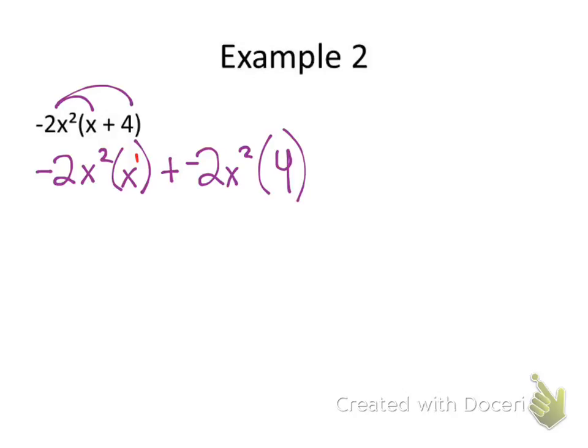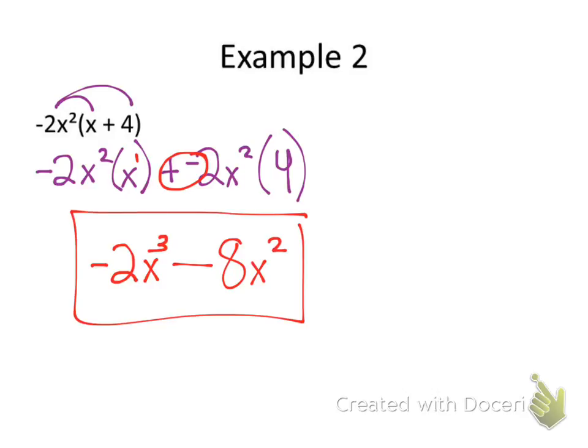Negative 2x to the third. Very good. Then right here we have plus a negative. What's plus a negative? That's a negative. Just a minus. Good. And what is negative 2x squared times 4? What's 2 times 4? 8x squared. The regular size numbers, when you're multiplying, you just multiply. So there is your answer.